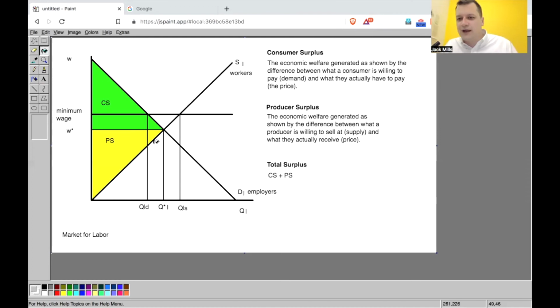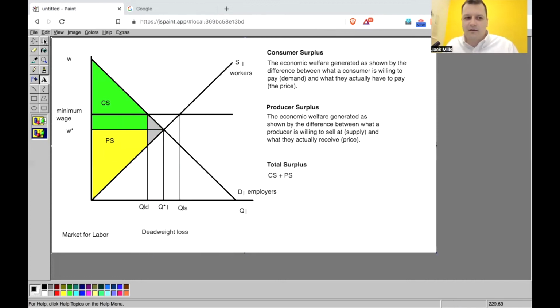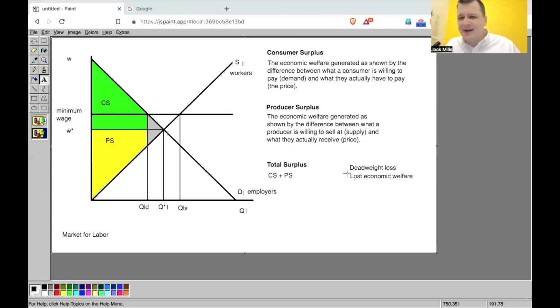Well, those people don't trade anymore, so they don't negotiate a job anymore. So they're out of the market, and we're going to call that deadweight loss. So that little gray area, we're going to call that deadweight loss. Okay, very fancy term for economic welfare that is being lost. Okay, we'll just move that over here. And I'll just label it as lost economic welfare. Okay. And really that should be in bold, but I'm not perfect.